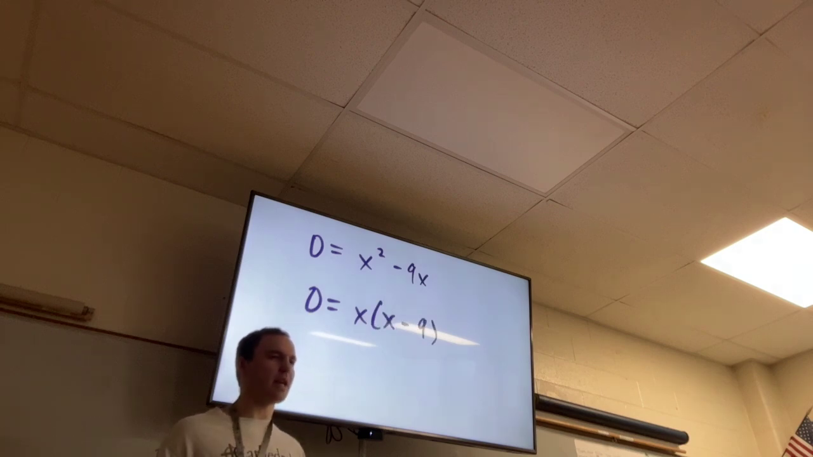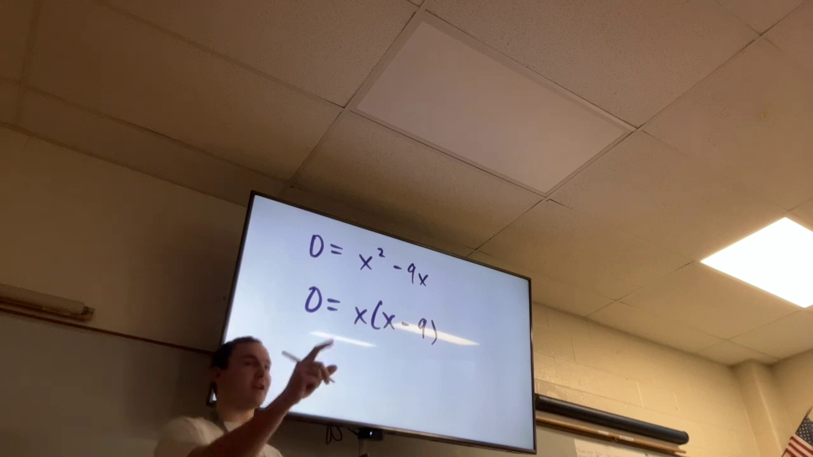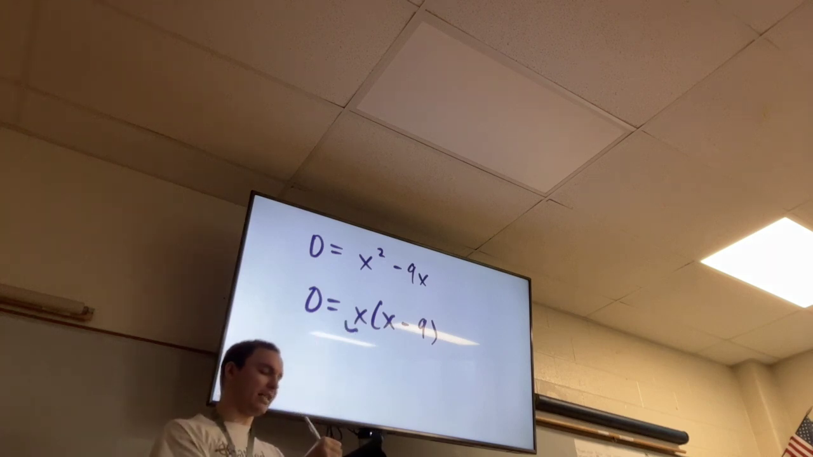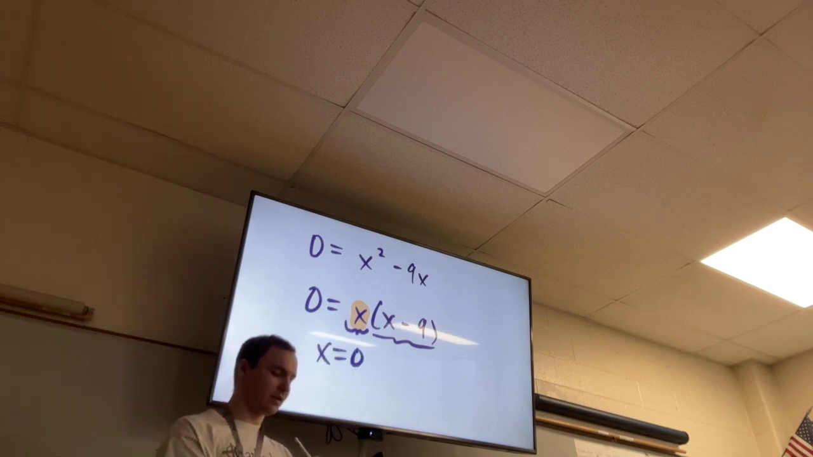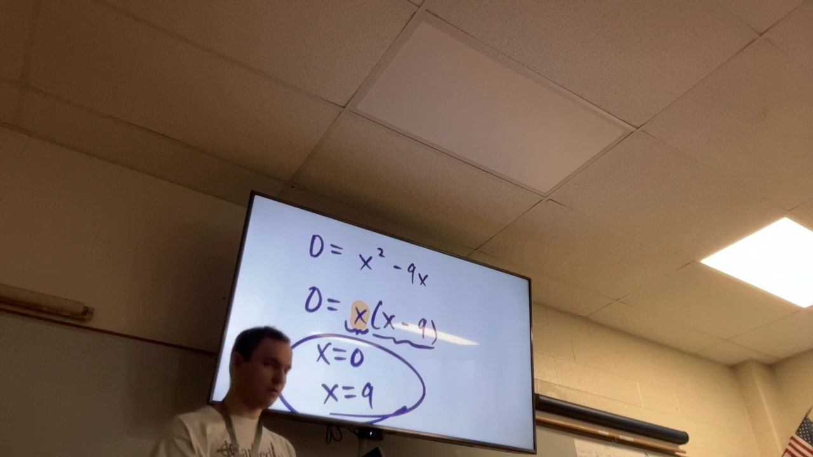Any questions how I did that? Check for a GCF. So then what are my two solutions? A lot of people have been forgetting to do this. You got to set not just the x minus 9 equal to 0, but also that x equal to 0. Okay? A lot of people forgetting to do this. So those are my two answers.